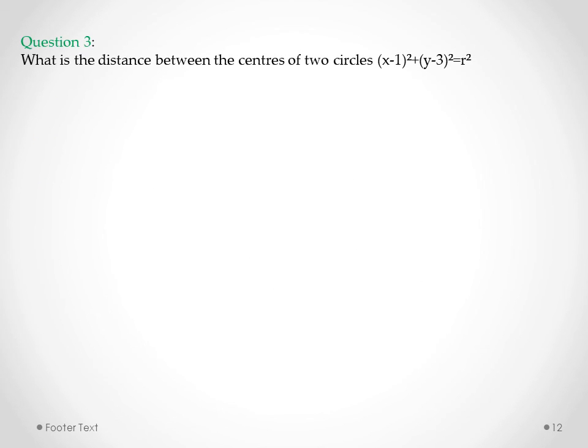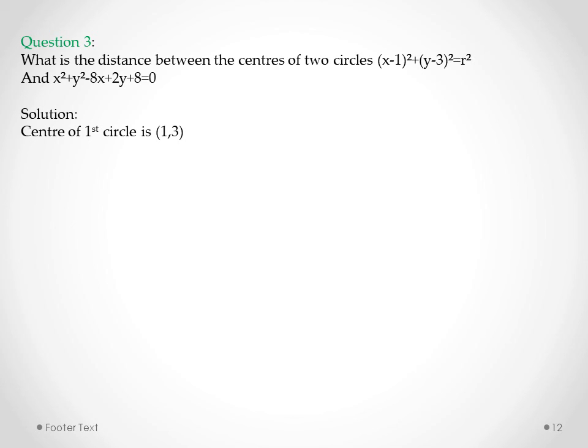Question number 3 says, what is the distance between the centers of the two circles? One circle is (x minus 1) whole square plus (y minus 3) whole square is equal to r square, and another circle is x square plus y square minus 8x plus 2y plus 8 is equal to 0. So we have to find the distance between the centers of these two circles. First we need to find the centers of these two circles. The first equation is in the standard form, and the second equation given to you is in the general form. This you know, right?